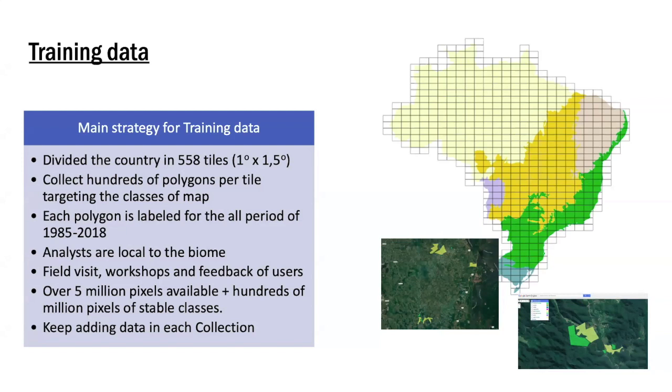We estimate that we have over 5 million pixels if you sum up all the tiles that have been used, and we keep adding information to this training data set on every collection. One interesting thing that we find out is that every time we have a field visit, workshops, and even feedback from the users, when they find out something is wrong, like, oh, this map is not correct in this specific place, we go there, collect more samples, add them to the database, and just keep going.